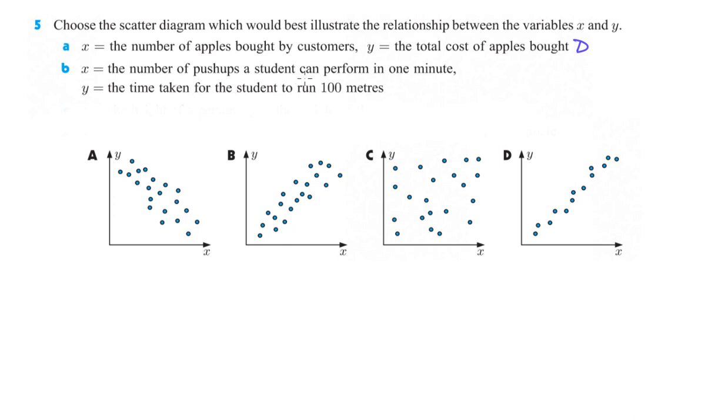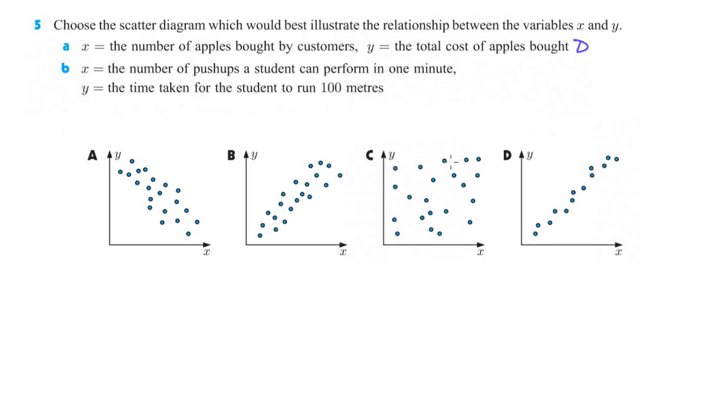B, X is the number of push-ups a student can perform in 1 minute, and Y is the time taken for the student to run 100 meters. So this is push-ups compared to how much time it's going to take them to run the 100 meters. So basically, we're trying to figure out how strongly these things are going to be related. So really on that one, I don't think that these are going to be super closely related.